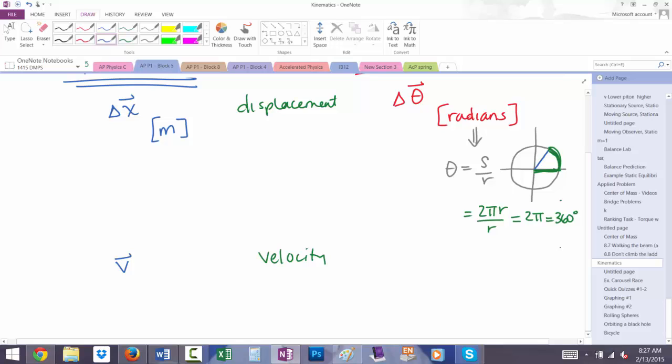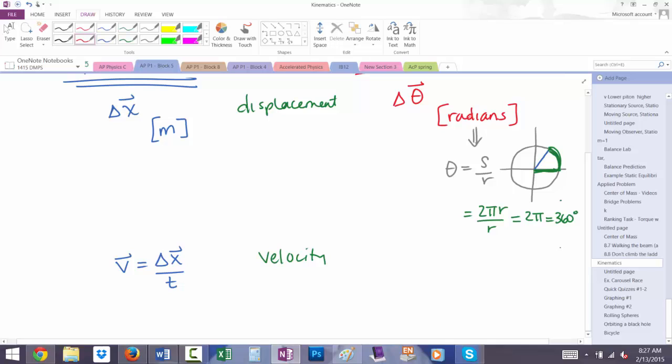That's what we're saying. Velocity is defined as displacement over time. This is translational velocity. This is how far you're going in a straight line divided by how long it takes you to get there. We do the same deal when we're talking about angular velocity.